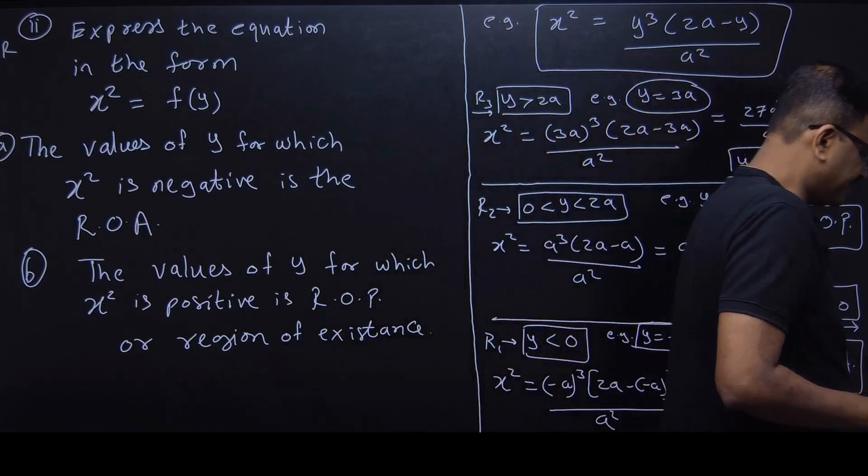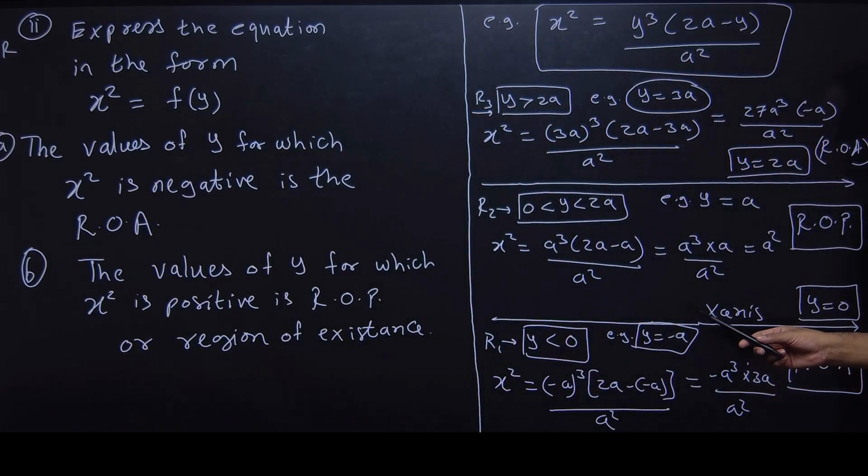So the given region was divided into three parts by the two lines y is 0 and y is 2a. We saw that in two regions, for y more than 2a and y less than 0, it is a region of absence, whereas between y is 0 and y is 2a, it is a region of presence.